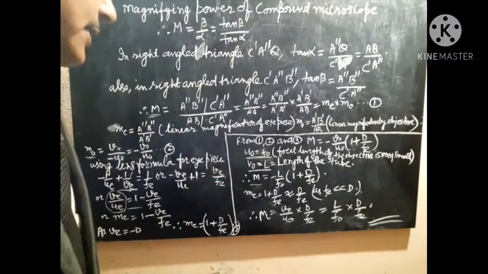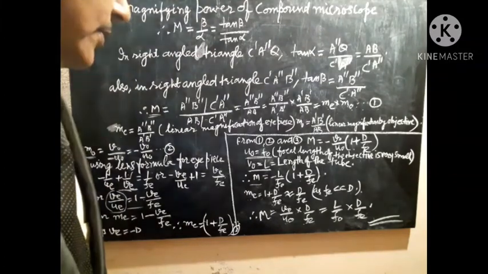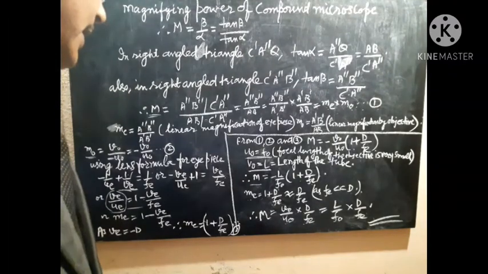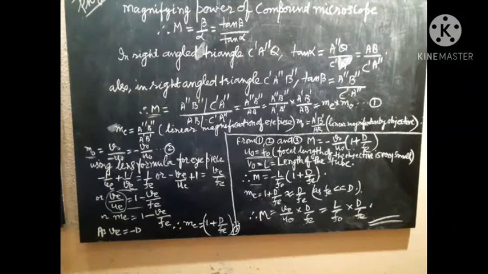Here you should understand one thing: the objective lens is bigger in comparison to the eyepiece lens. Here I have got a formula: magnification is equal to L by FO multiplied by D by FE. Now listen carefully. L is the length of the tube, FO is the focal length of the objective, D is the least distance of distinct vision, and FE is the focal length of the eyepiece lens.